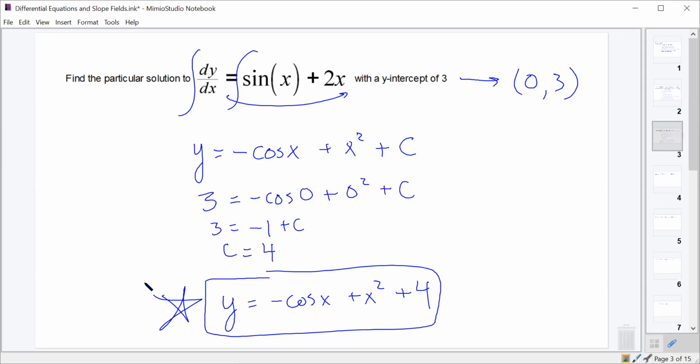So hopefully you're noting this is not really all that much more difficult so far than what we've been doing with our integration. The only thing is we have one extra little step at the end where we plug in these points and do a little bit of algebra, like the algebra you learned in fourth grade or something. Any questions so far?